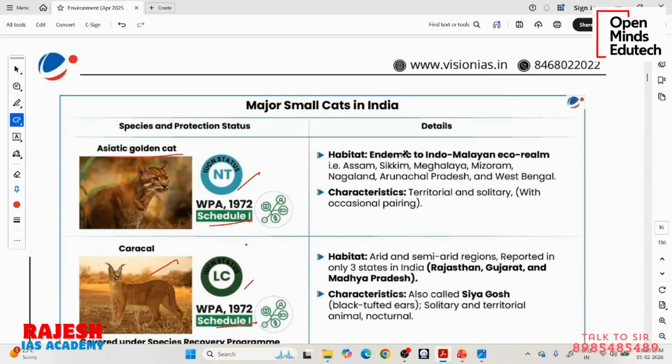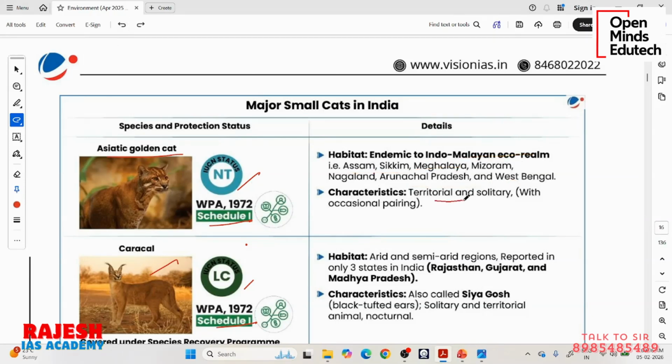Because questions are also being asked, you can see the habitat also, like this Asian golden cat, you can see Indo-Malayan ecorealm, that means our northeast to this Thailand, Cambodia, that region, okay. So from our northeast, West Bengal to this Thailand, Cambodia, Vietnam, this is the Indo-Malayan ecorealm, okay.